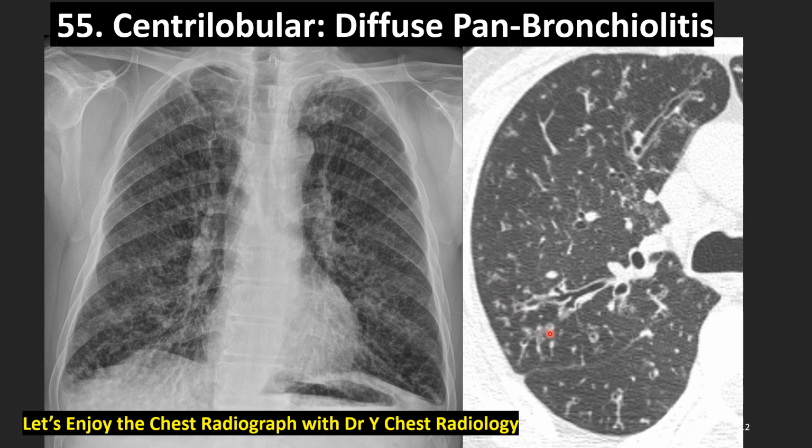This round one represents airway, and usually the larger bronchus is also involved in this disease, bronchiectasis. This is a centrilobular pattern of diffuse panbronchiolitis, famous for Korean, Japanese, and Chinese middle and old-aged men.